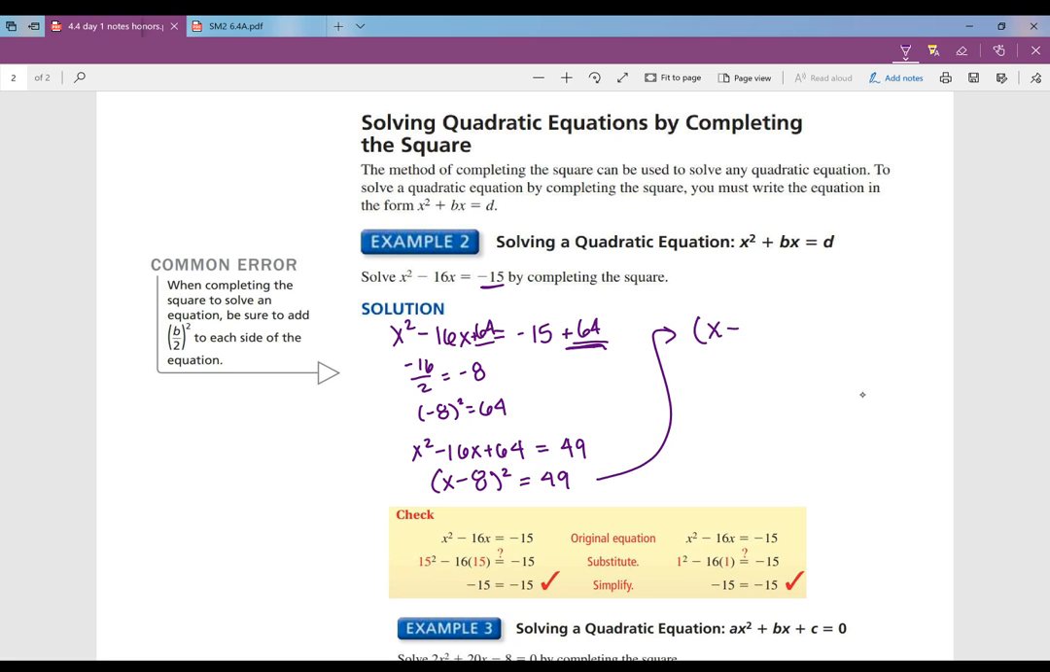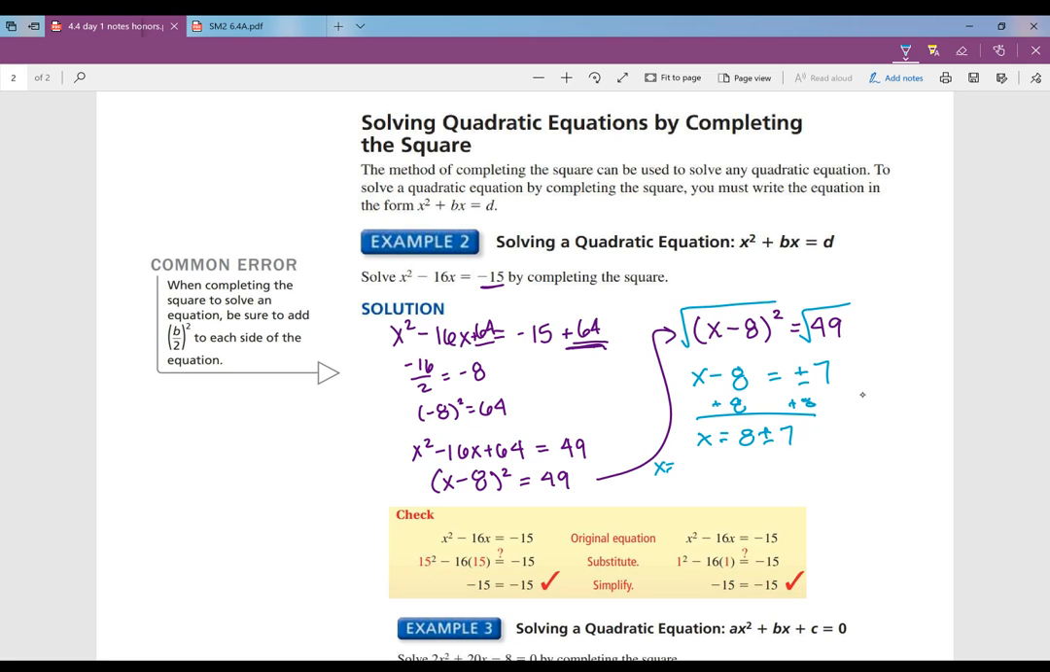Okay, so now that we have (x minus 8) squared equals 49, we can solve by just taking square roots like we did in 4.3. So the square root of (x minus 8) squared is going to be x minus 8. And then the square root of 49 is plus or minus 7. Make sure you always have the plus or minus. We'll add 8 over. So we get x equals 8 plus or minus 7.